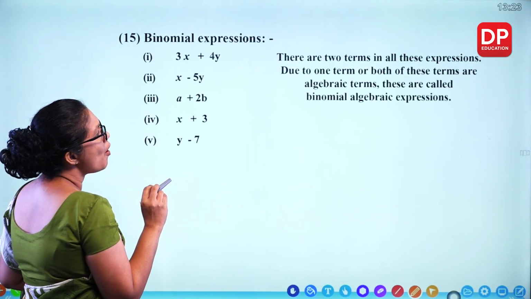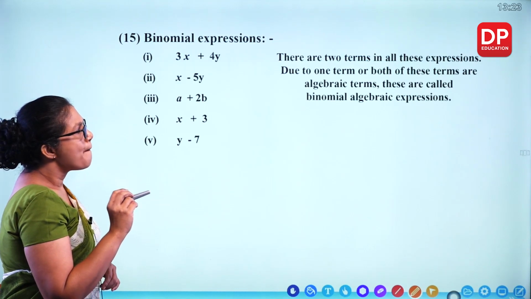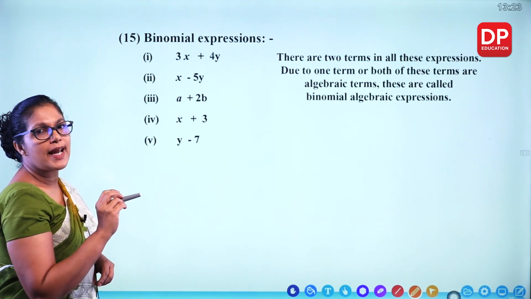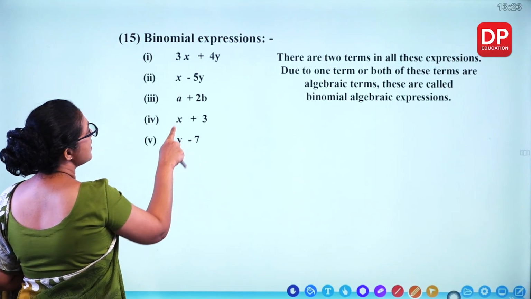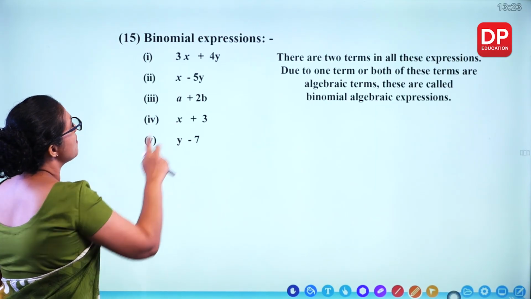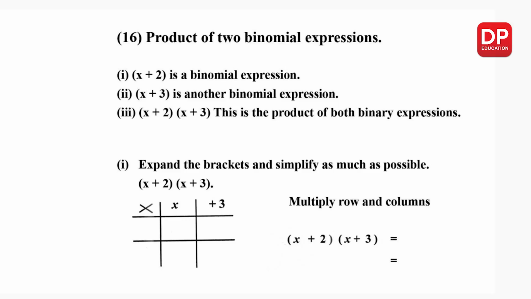When one term or both of these terms are algebraic terms, these are called binomial algebraic expressions. So here one term is constant and the other one is an algebraic term. Here both terms are algebraic terms.